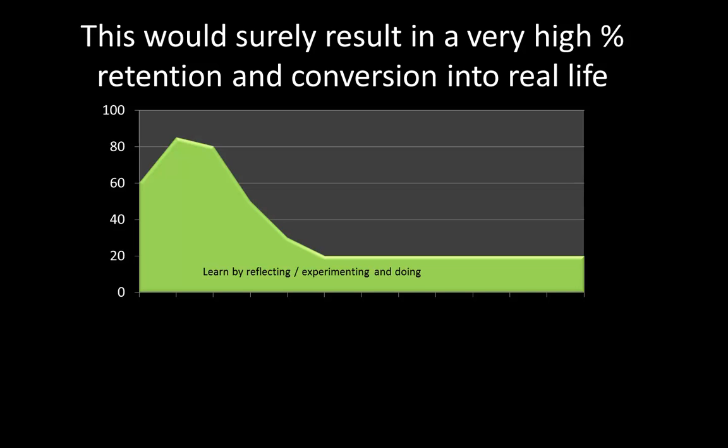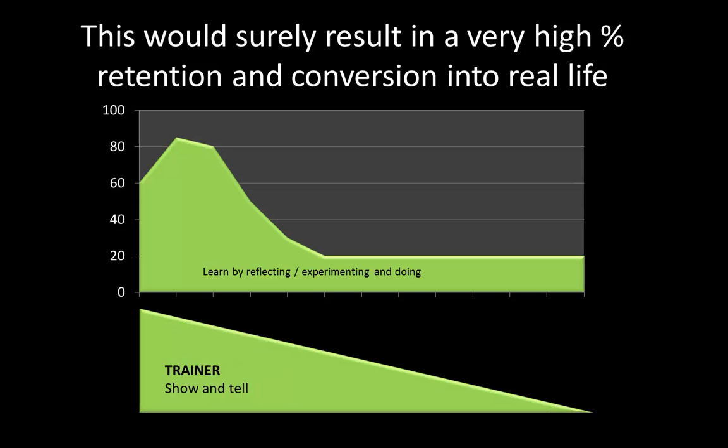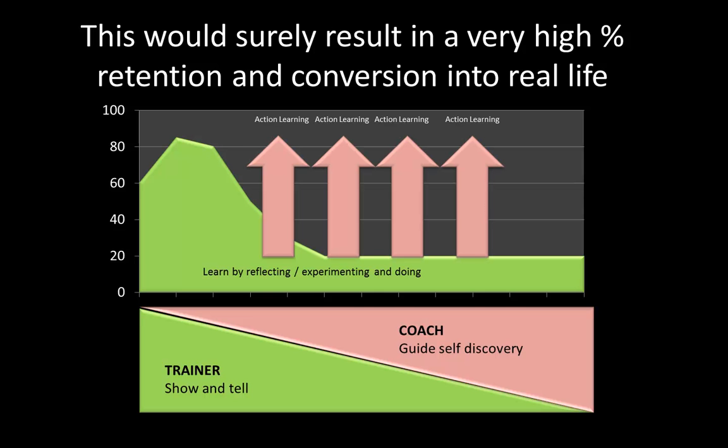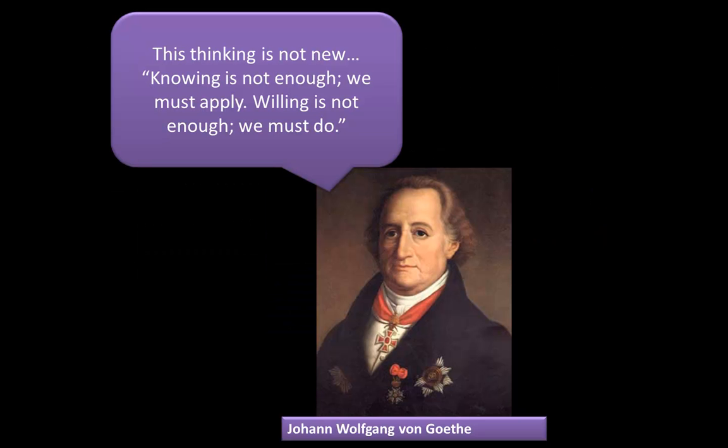Okay. This will surely result in much better retention and conversion into real life. With traditional training, you're lucky if you get 20% going into real life. With peer-to-peer coaching, with external people coaching people within the action learning circles, you're going to get this guided self-discovery and over time push much higher percentages. It's over 60, 80% going into long-term memory.